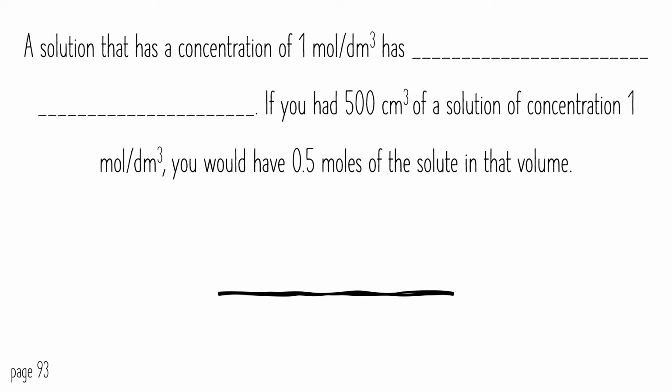Okay, so reading from the start, a solution that has a concentration of 1 mole per decimeter cubed has 1 mole of the solute dissolved in 1 decimeter cubed of the solution. So if you go to that solution, what you'll find is if you have 1 litre of the solution, there'll be 6.02 times 10 to the 23 particles of the solute dissolved in that. Next sentence. If you had 500 centimeters cubed of a solution of concentration 1 mole per decimeter cubed, you would have 0.5 moles of the solute in that volume.